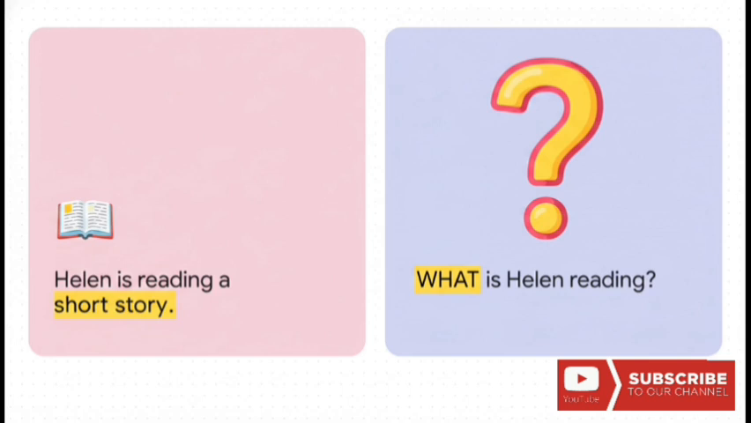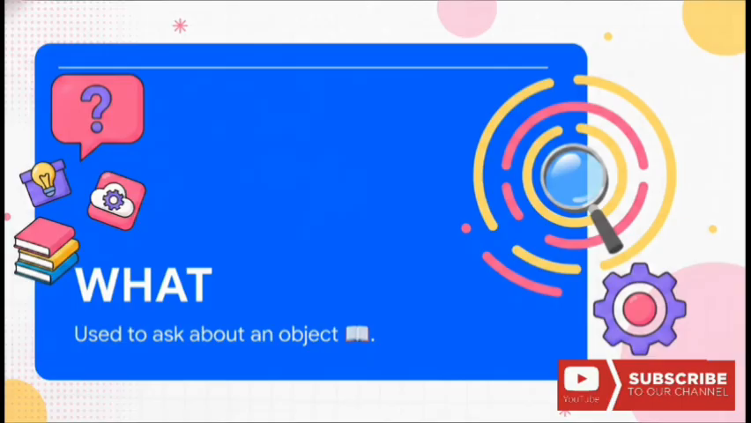By placing what right at the front, we create the perfect inquiry. What is Helen reading? The overall structure of the sentence stays beautifully consistent, but the target of our curiosity has totally changed. So the really crucial takeaway here is that what is your ultimate question word for things and objects. If the answer you're hunting for is an item, an idea, a concept, or a physical object like a book, what is the key that opens that specific door? It removes the human element entirely and focuses squarely on the thing in question.